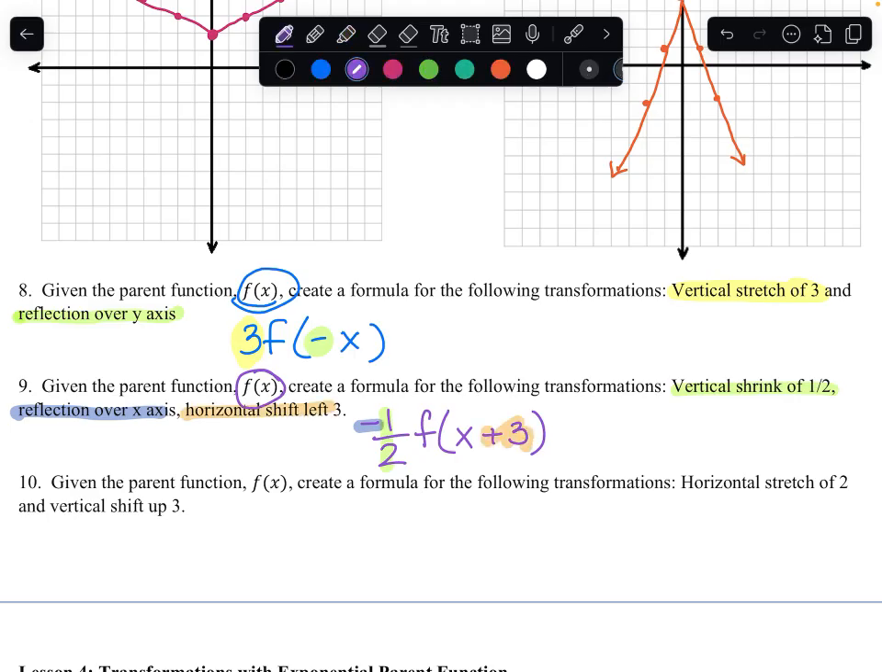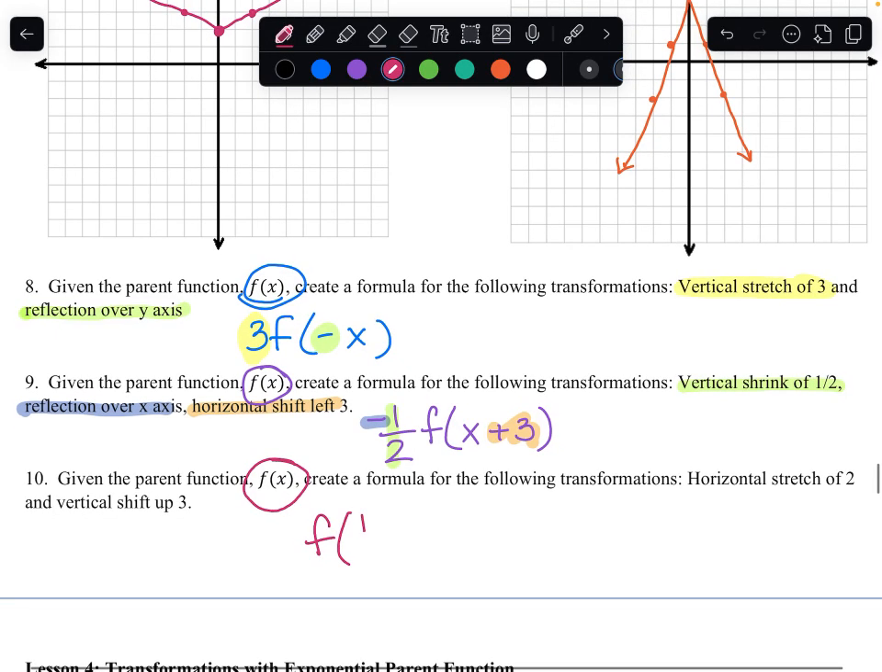Why don't you pause the video and try number 10? Hopefully you did. So we have our f of x. We have a horizontal stretch of 2, so that's going to be on the inside, it's the opposite, and then a vertical shift up 3.